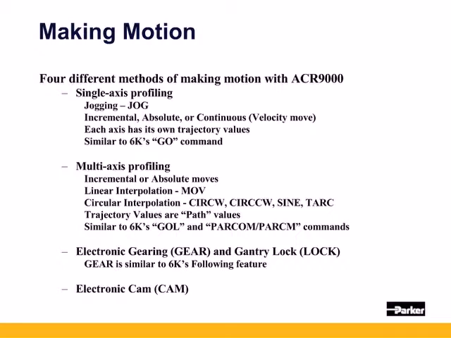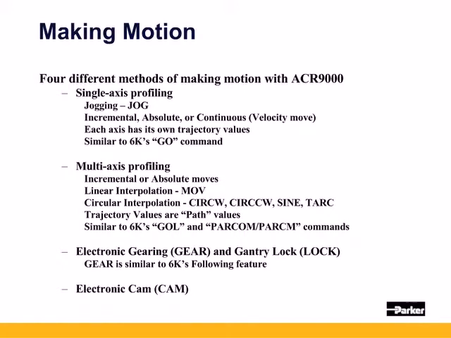The ACR allows four types of motion. Single-axis profiling is used with the jog offset commands. This can be incremental distance or jogging to an absolute position, or jogging the motor continuously. This is similar to the 6K's go command in that if you were to jog multiple axes starting at the same time, they all have their own accelerations and velocities, so they wouldn't necessarily reach the endpoint at the same time.